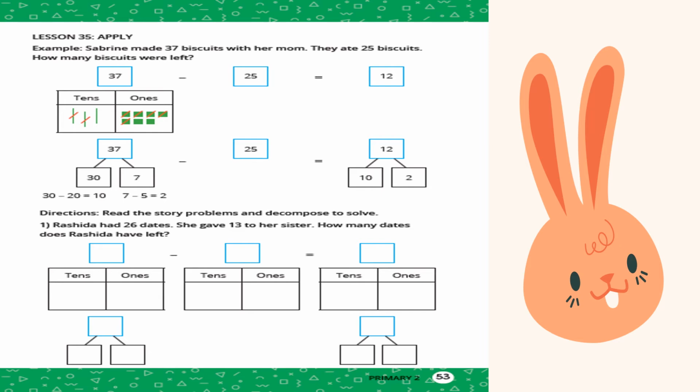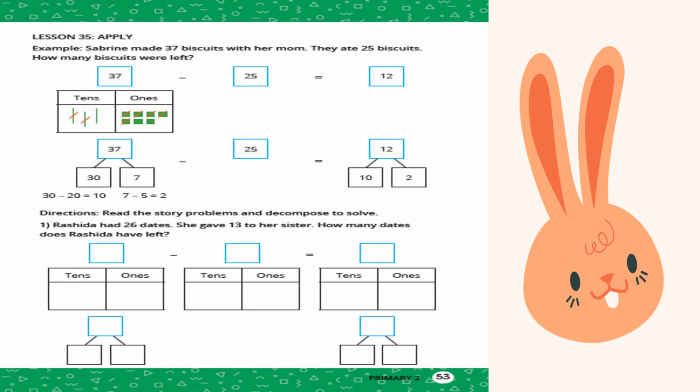So 37 minus 25. Let's start with ones. 7 minus 5. Count from small to big. After 5, 6, 7. How many fingers? 2 fingers. 3 minus 2, 1. So 37 minus 25 equals 12.